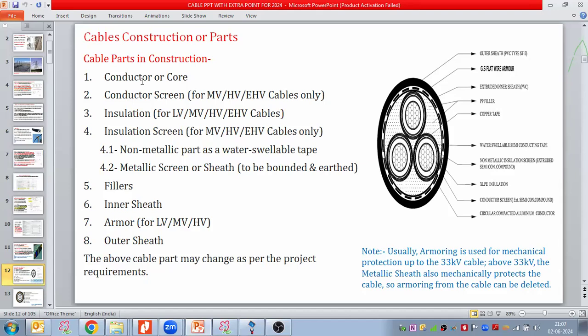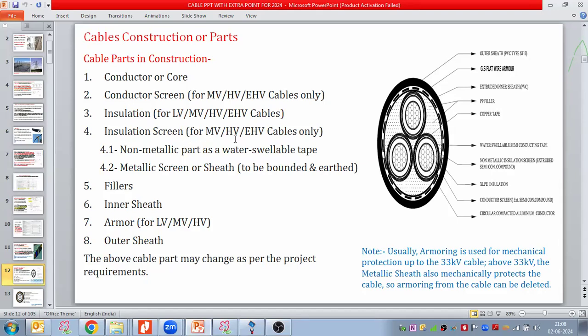Regarding the conductor or core, we discussed the materials, the shape of the conductors, what kind of materials, what kind of shape, and what kind of formations of the conductors we take. Then we discussed the insulation type as well. So far, parts 1 to 3 we have discussed. These three parts we have studied. Today we will start the insulation screening part.